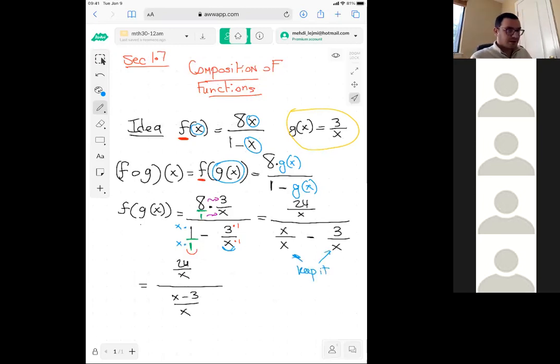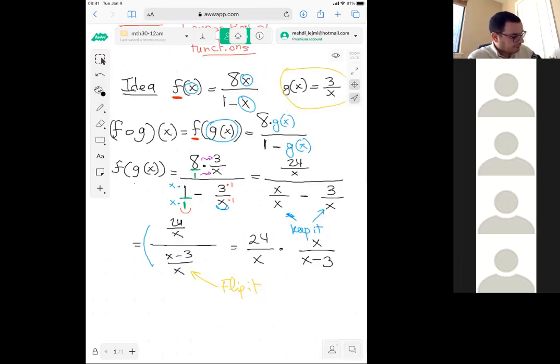So you keep this common denominator. Now I am done with the subtraction. Now I have a division of two fractions. And the way you divide fractions is you flip the one in the bottom. So it's 24 over x times, and then you flip this one here. So it's 24 over x times x over x minus 3.